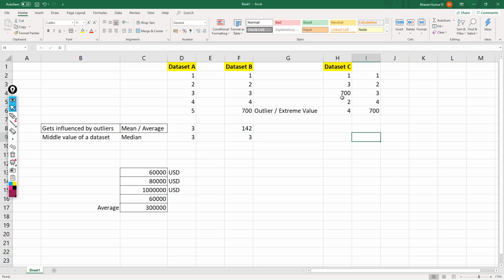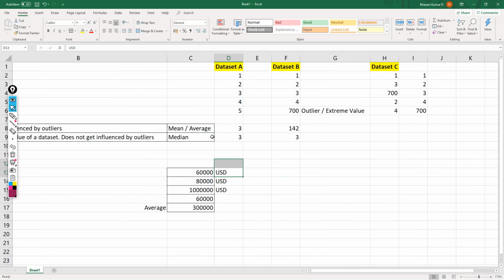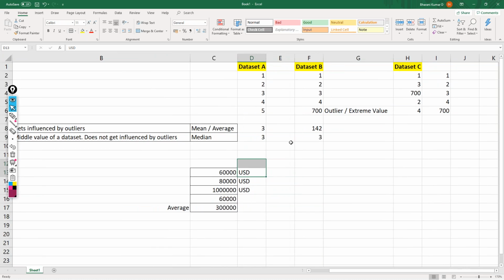Okay? Because median should not by definition be influenced by your outliers, right? Median will not get influenced by the outliers. If it should not get influenced by outliers, then the way you calculate that is you arrange the data and take the middle number.